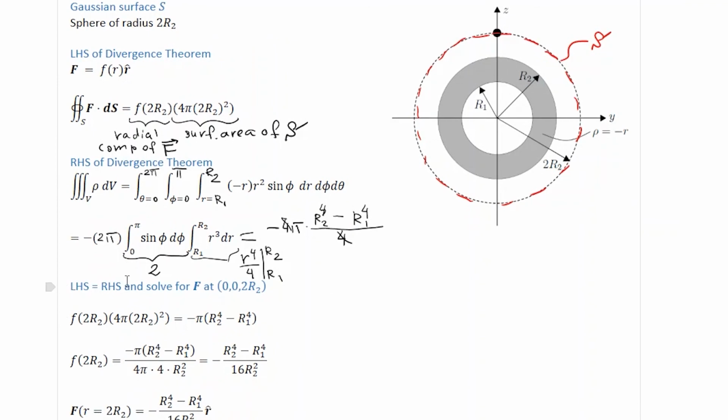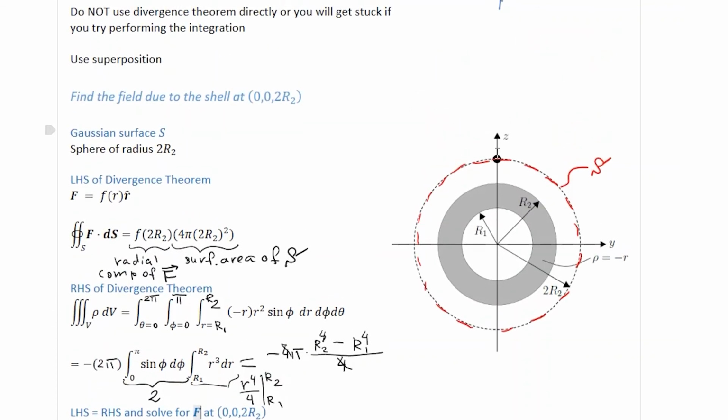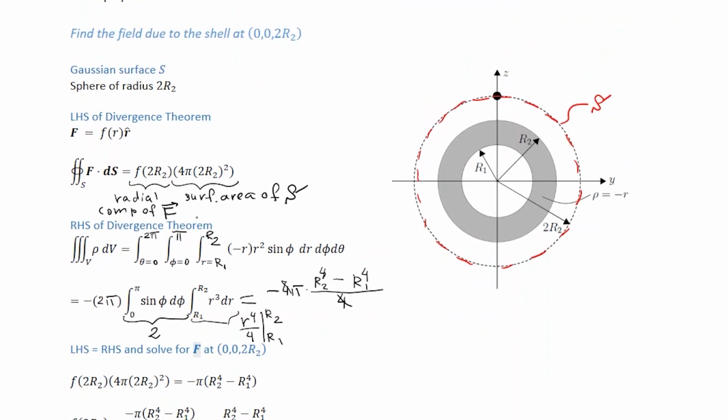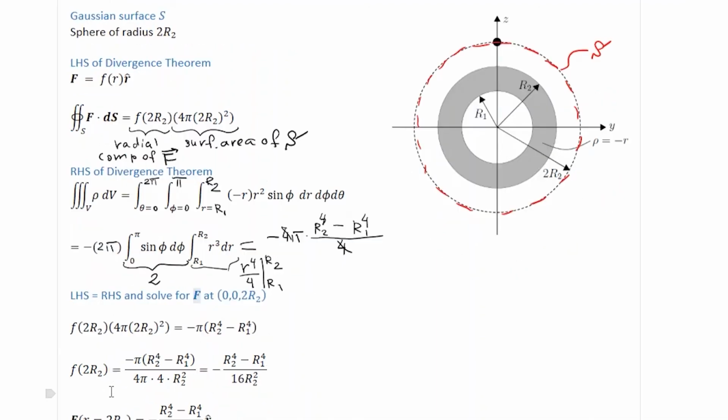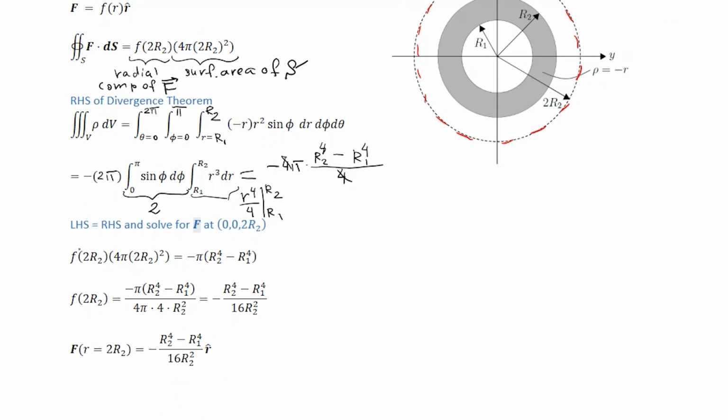Now let's equate the left-hand side and the right-hand side and then get the field F at this point. Here I copied this expression. Here I copied what I got from this calculation. Then solving for the radial component of the field at radius 2r2, we get the following. We have this was on the right-hand side. This was the denominator. This 4 is here, and then this 2, it's squared, so we get a 4. And this is equal to negative. We have pi canceling, so we get r2 to the 4 minus r1 to the 4, and this is all divided by 16 r2 squared. So this gives us the radial component.